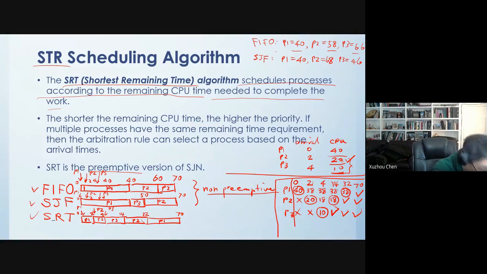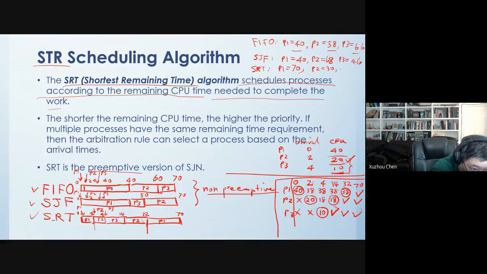Now, what's the shortest remaining time? P1 starts at 0, but it completed at 70. So P1 is the longest, even though it's the first one to start. But because P1 is so long, it completed last. And P2 ends at 32, starts at 2, right? So it's 30.